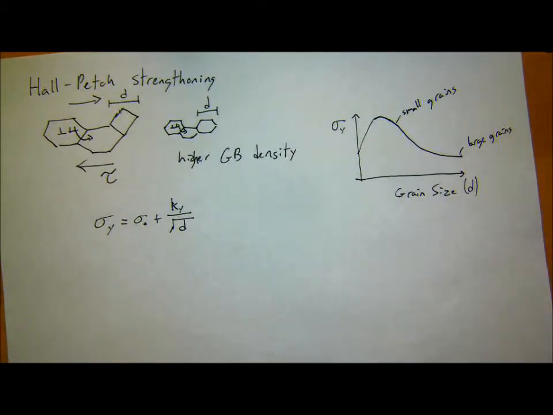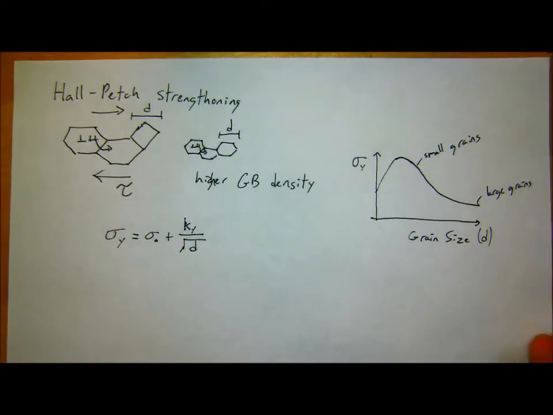Does anybody have any idea why there might be that sort of an inverse effect? Why it might start to drop off? Sort of. That's a good idea. But what's actually happening at a grain boundary? Yeah. Sort of.